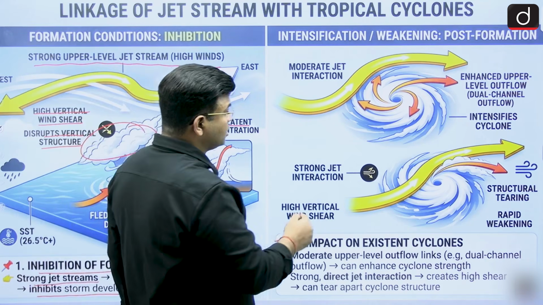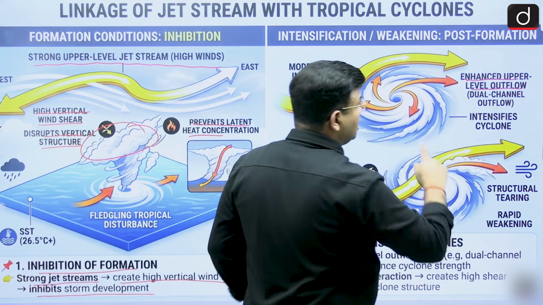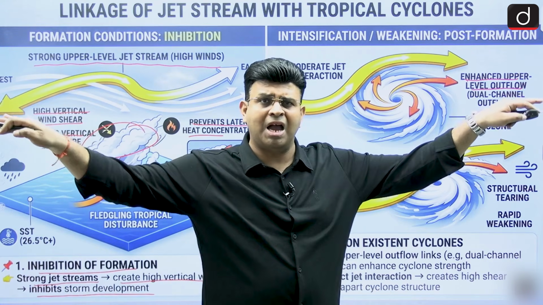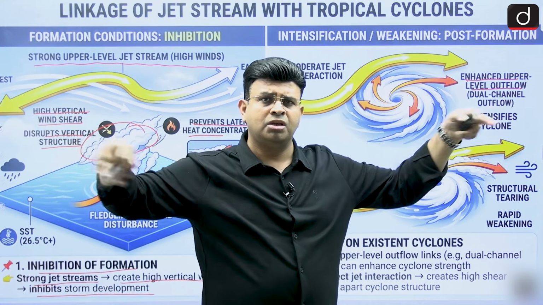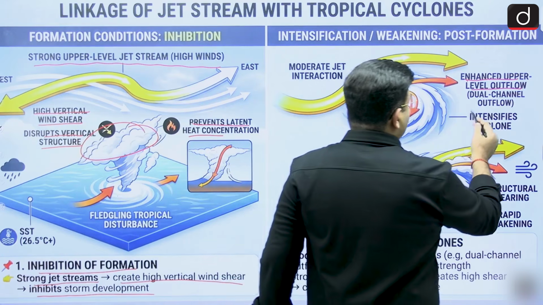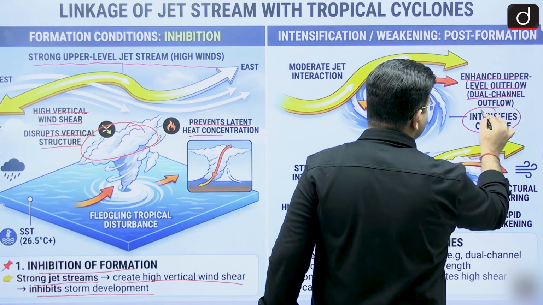Further, we can say there is enhanced upper level outflow. If there is an outflow in the tropical cyclone and the flow is very high, the shear force will increase and then the cyclone can also die. But a dual channel outflow can be there, and that will intensify the cyclone.